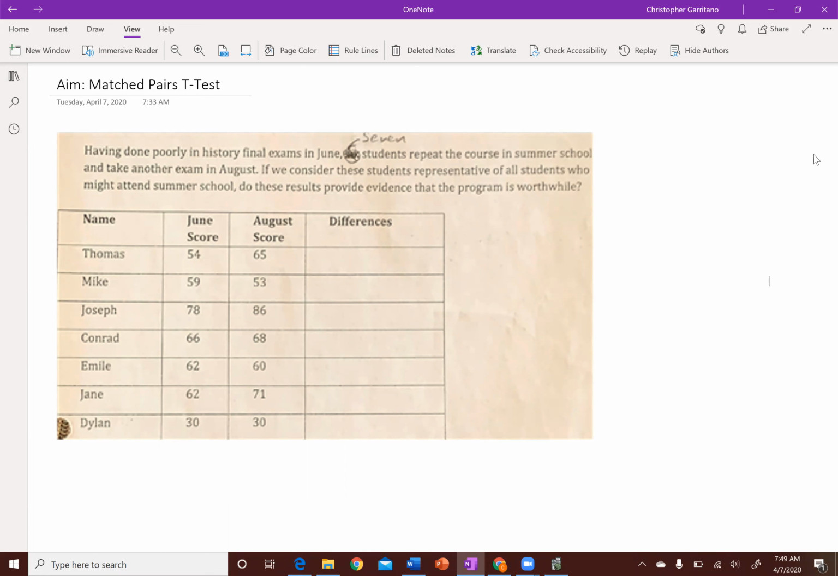So we have the matched pairs t-test concept, and matched pairs procedures is the last topic that we have to worry about for this year's AP exam. So kind of cool. We're nearing the end of the material and we'll begin review once we get there.